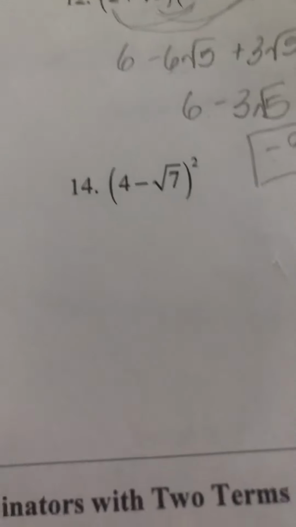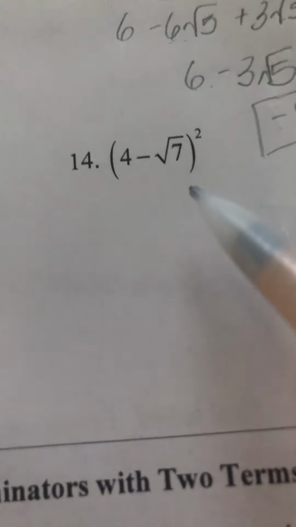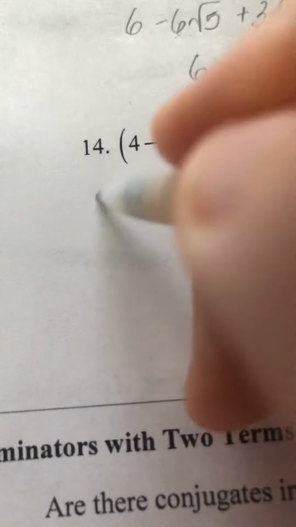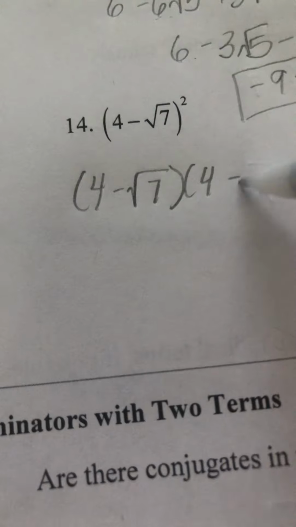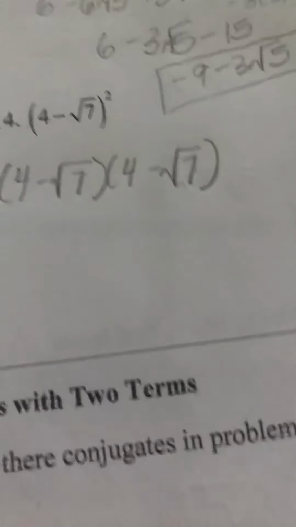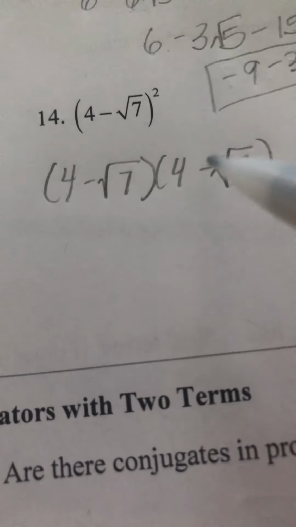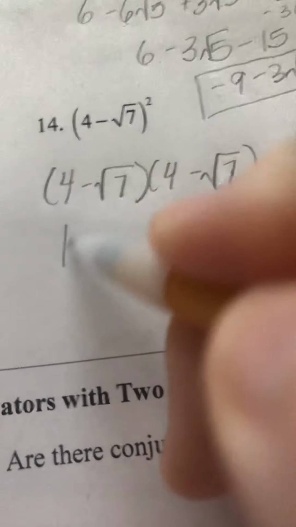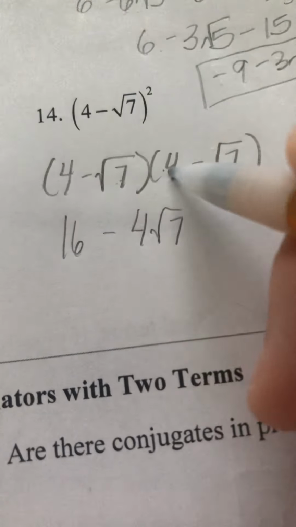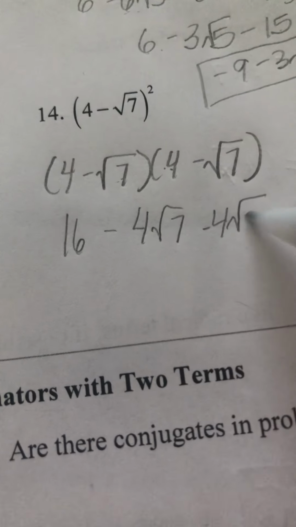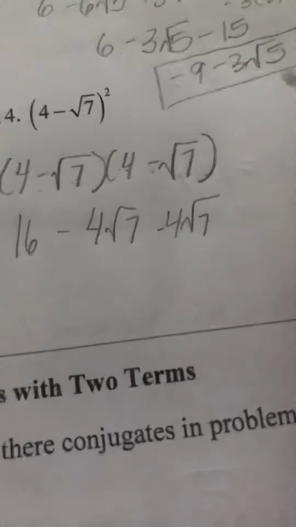And then the last one. If you're doing something squared, this is really important. It means you write it twice and multiply it and not something else. You need to write it twice and FOIL. Squared means write it twice and multiply. So here we go. First, 16. Outers, 4 root 7 minus 4 root 7. Inners, minus 4 root 7. Last, positive, because it's a negative times a negative, root 49.